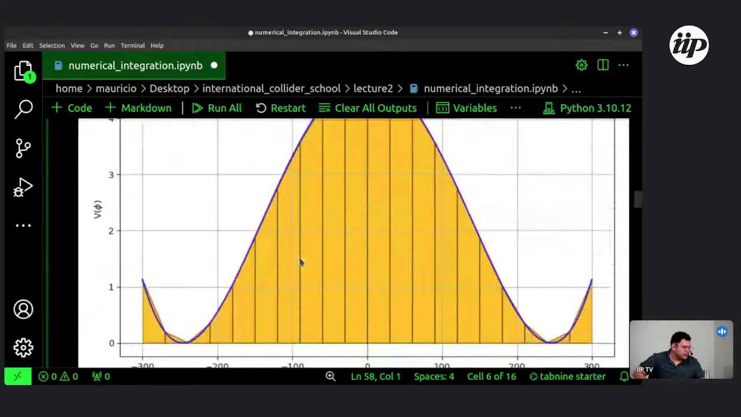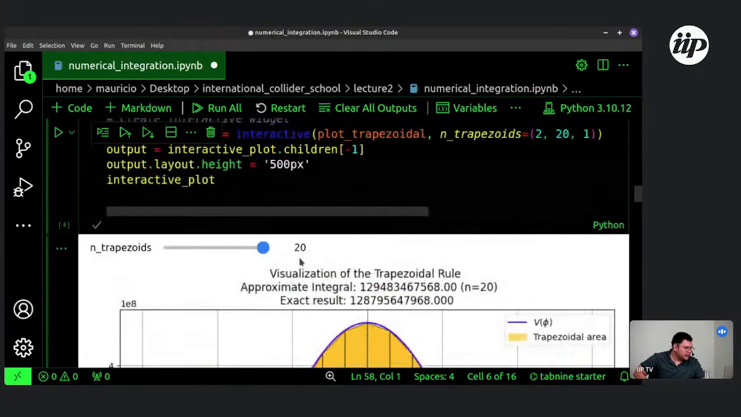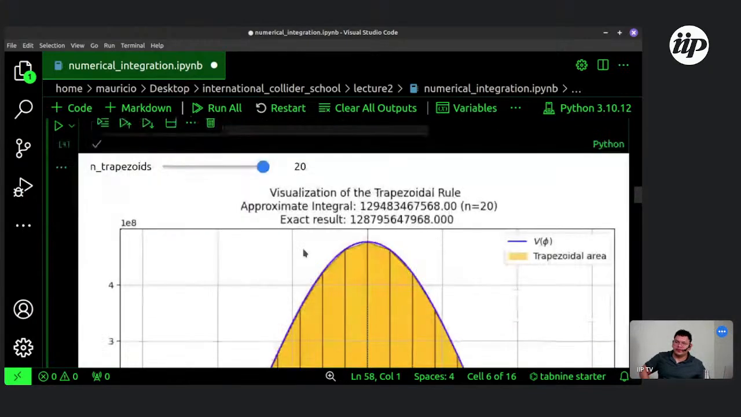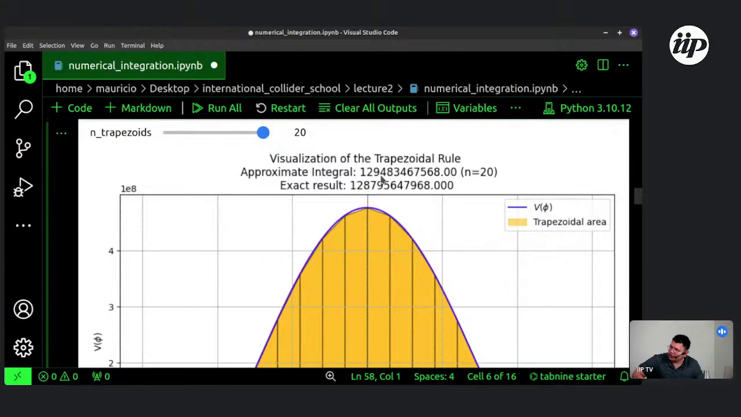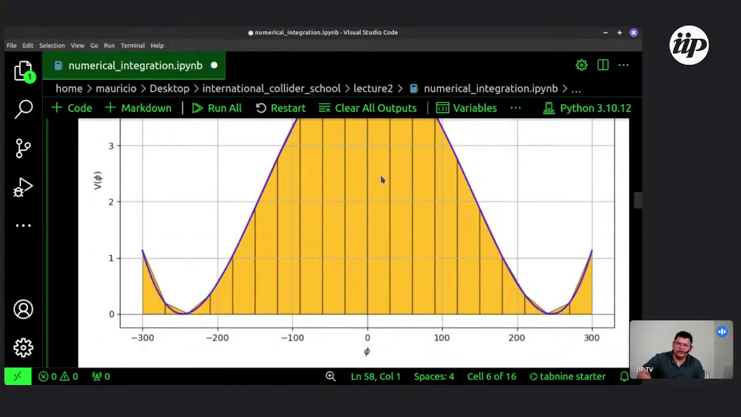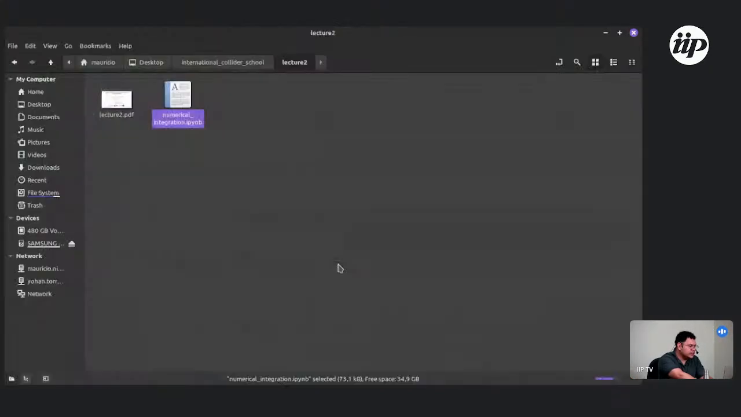So for example, we use here a quantity of 20 trapezoids, and we obtain the exact result, so we can see that the approximation is very good. So this is the trapezoidal method that uses trapezoids, and we find the area of each one of the trapezoids to find the area of the function. Another method exists that we call the Simpson method.